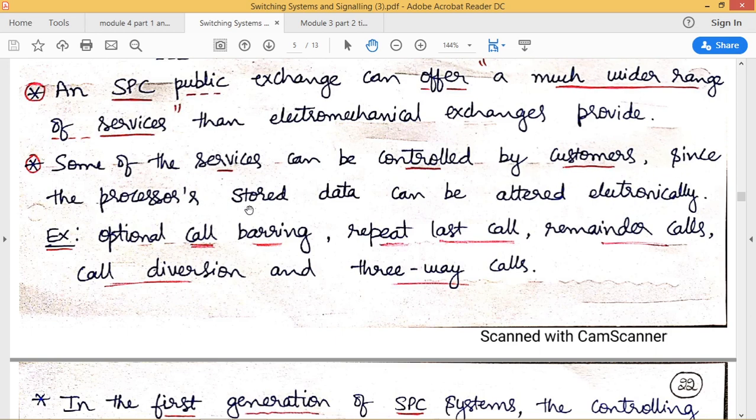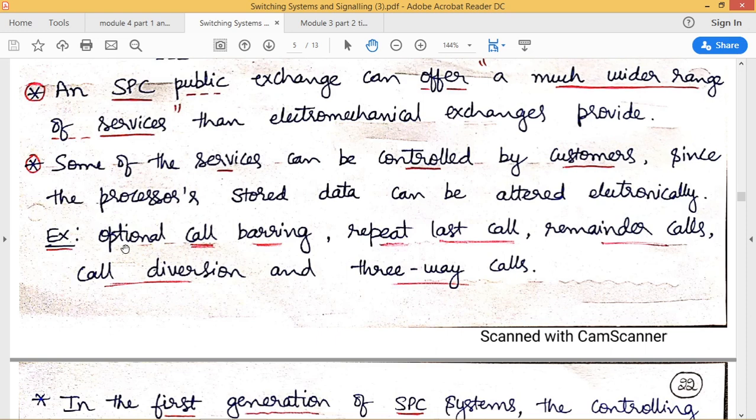Since the processor's stored data can be altered electronically inside an SPC public exchange, we will have a connection store as well as memory components. We will have a processor inside this SPC public exchange. So we can alter the data that is stored inside this SPC public exchange electronically, by the end user or by the customer.